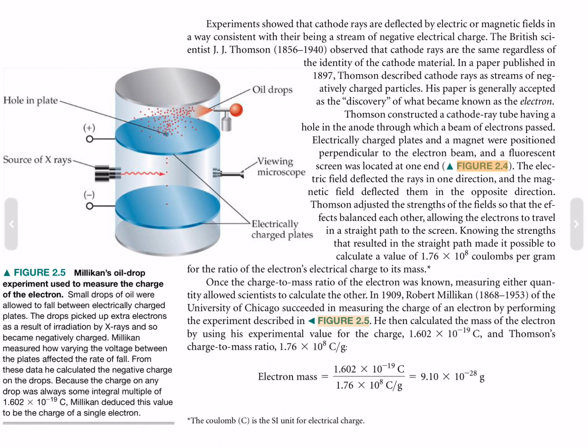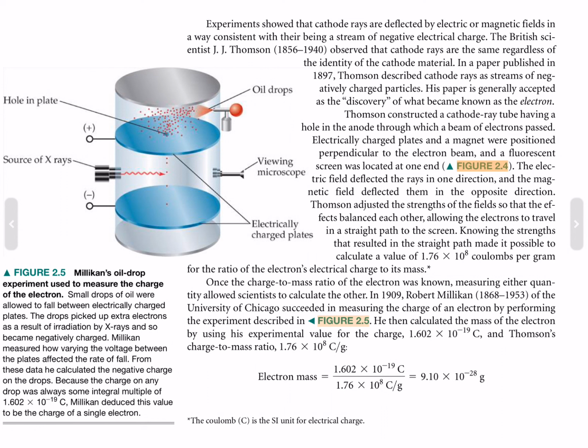Knowing the strengths that resulted in the straight path made it possible to calculate the value of 1.76 times 10^8 coulombs per gram for the ratio of the electron's electrical charge to its mass. Once the charge to mass ratio of the electron was known, measuring either quantity allowed scientists to calculate the other.